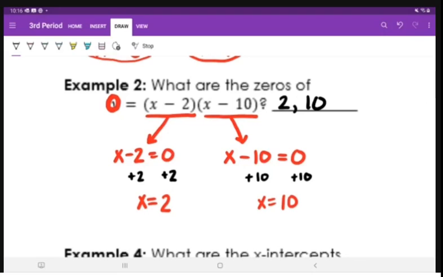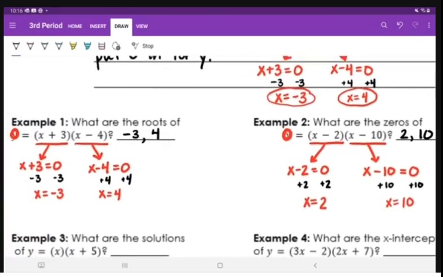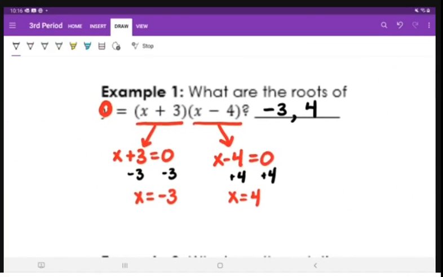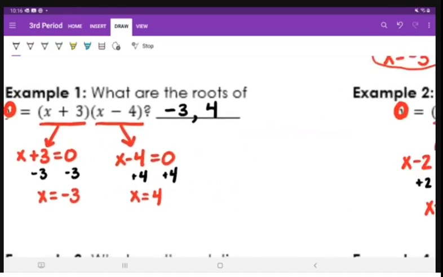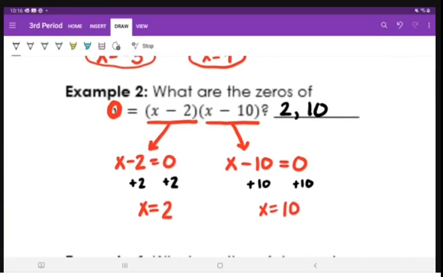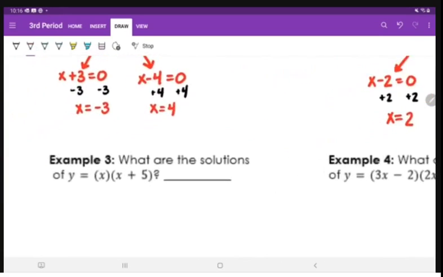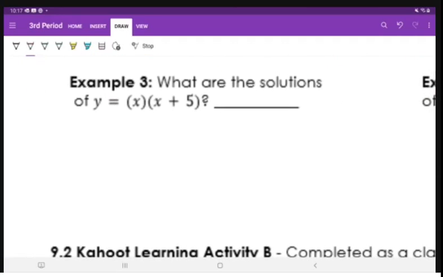Is anybody starting to see a pattern here? Notice in example 1 what we started out with and what we ended up with. We started out with a plus 3 and a minus 4. We ended up with a minus 3 and a plus 4. In example 2, we started out with a negative 2 and a negative 10. We ended up with a positive 2 and a positive 10. And that's because to get rid of a negative 2, you have to add 2 to both sides, so it becomes positive when you move it over to the other side. This is a pattern that I hope you'll come to recognize. It will help us answer questions like this really fast.